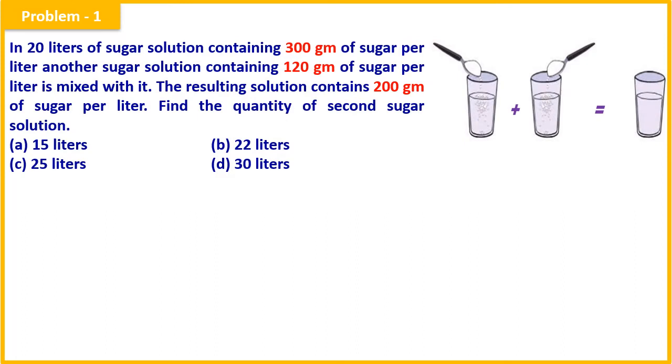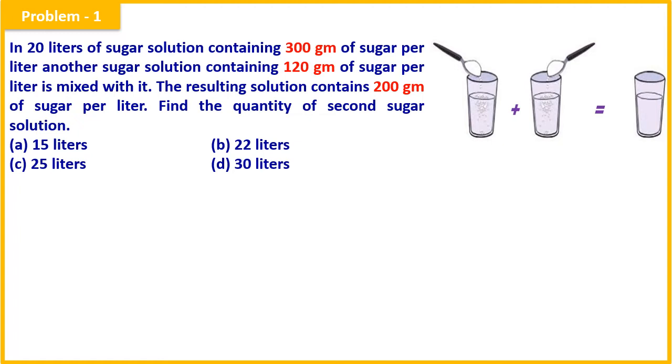Let's start with problem number 1. In 20 liters of sugar solution containing 300 gram of sugar per liter, another sugar solution containing 120 gram of sugar per liter is mixed with it. The resulting solution contains 200 gram of sugar per liter. Find the quantity of the second sugar solution.